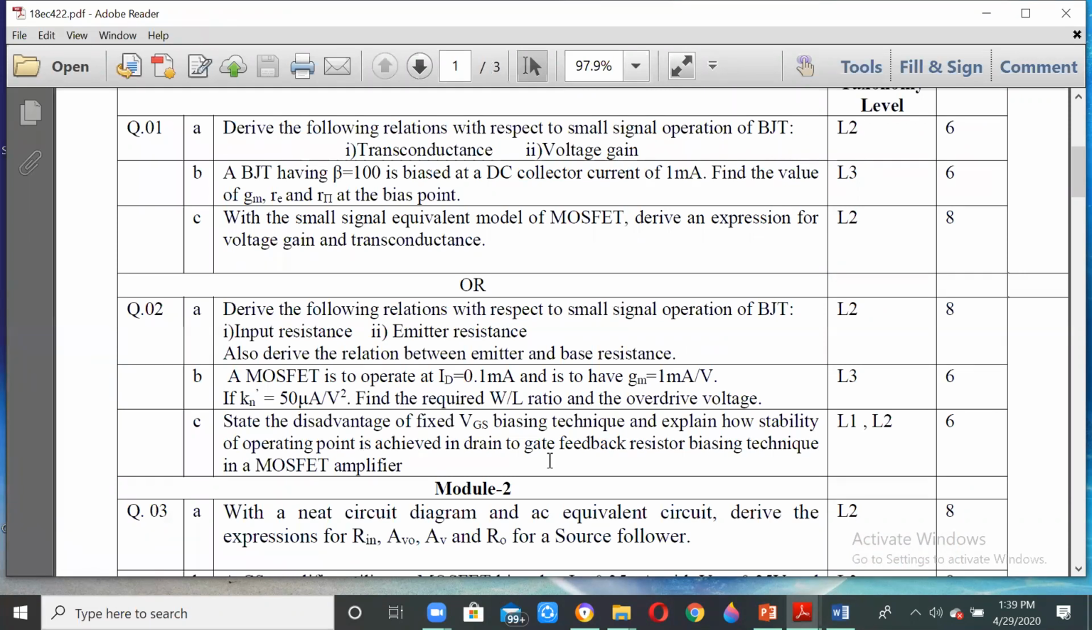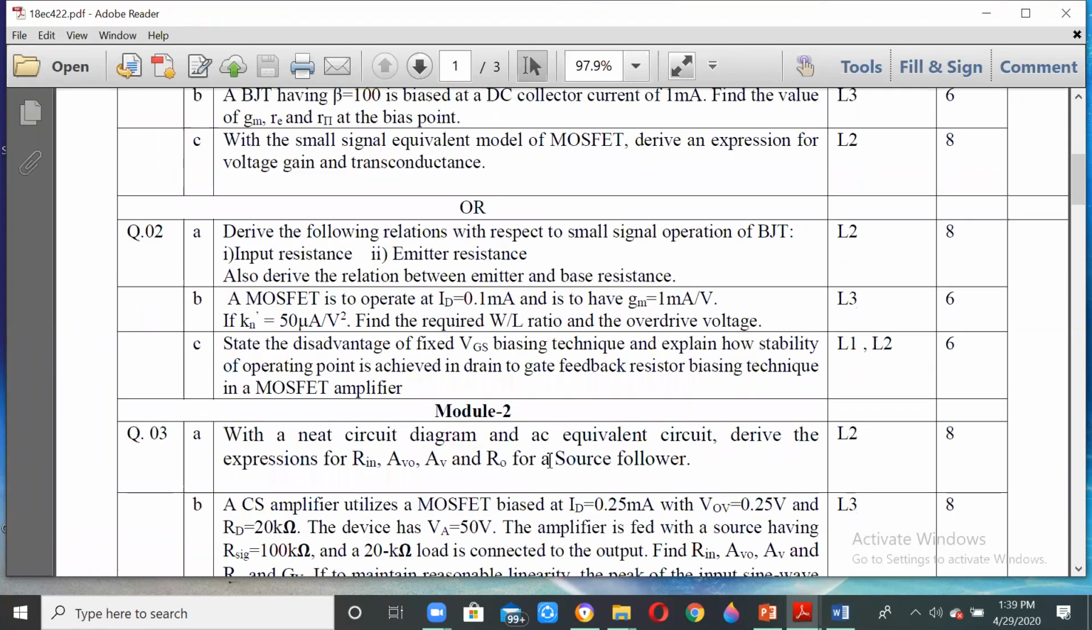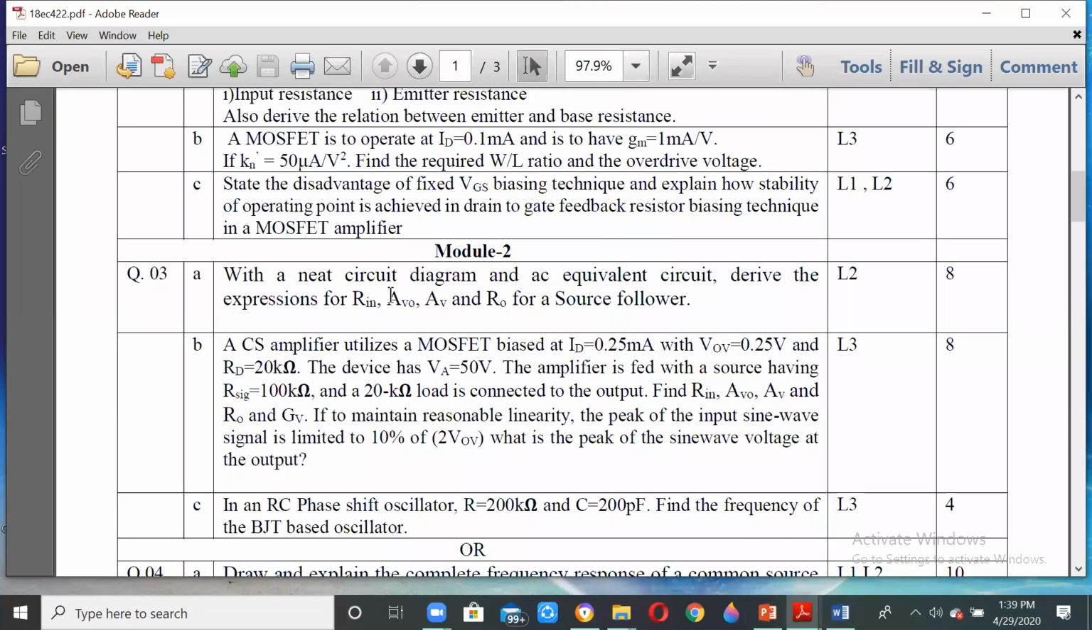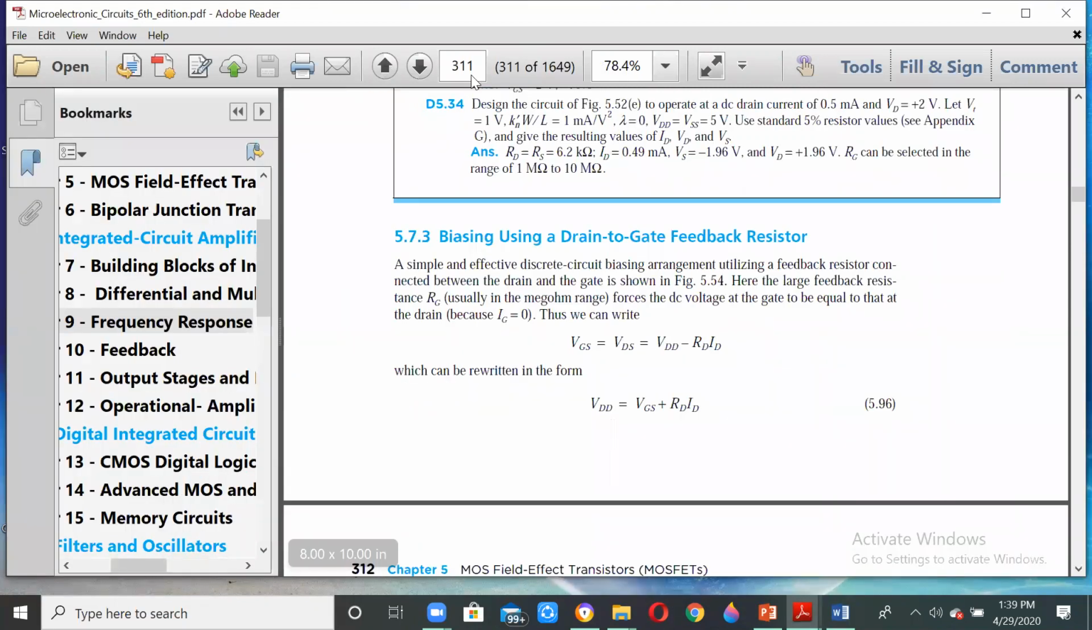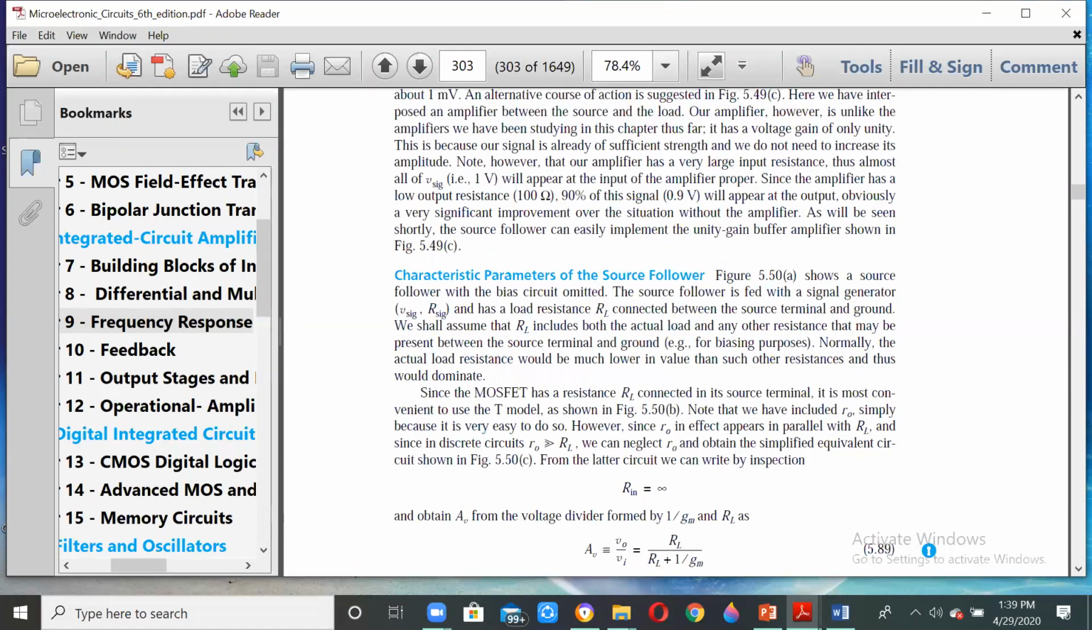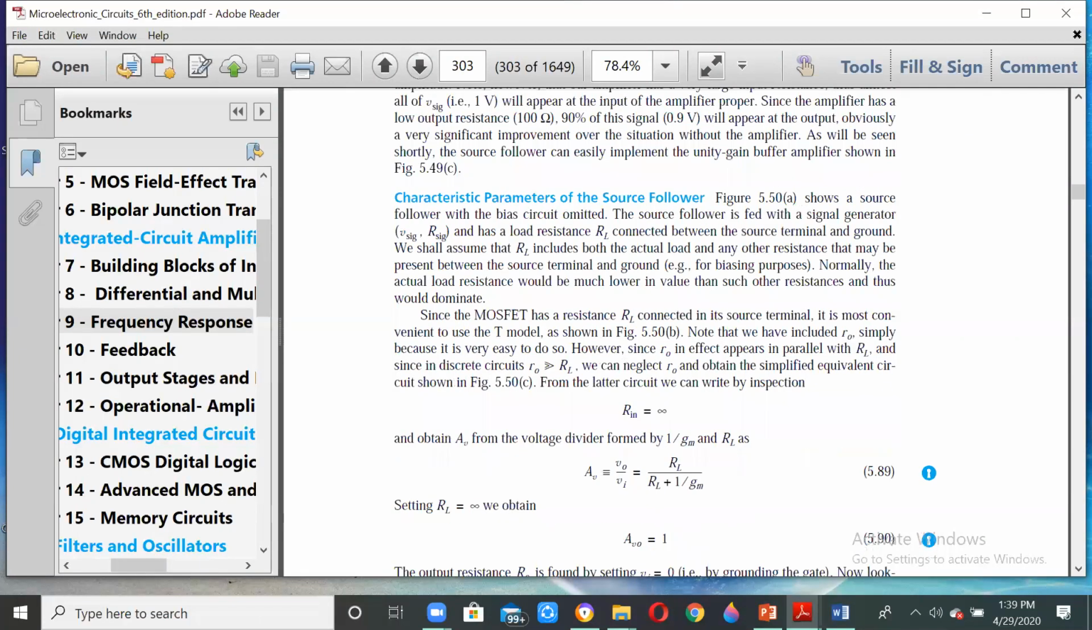So having finished that, we come to 3A. 3A is: write a neat circuit diagram and AC equivalent circuit, and derive this for a source follower. So for a source follower, you need to go to page number 303, 5.6.6. This is the source follower, you can see here.